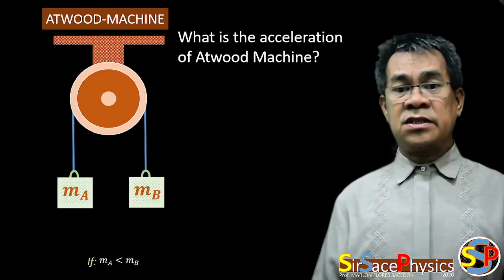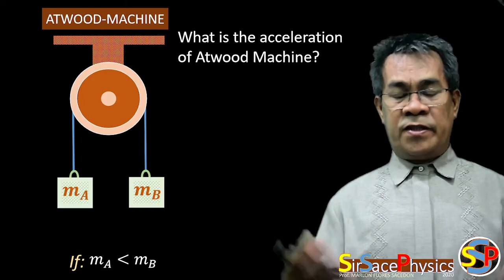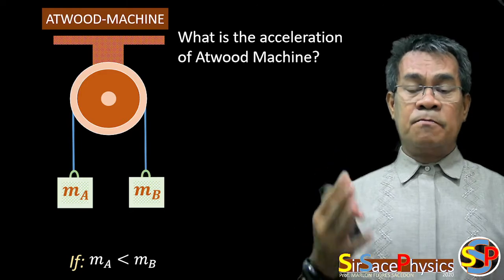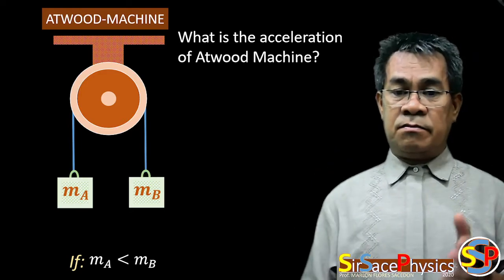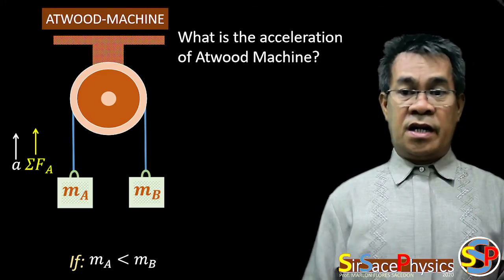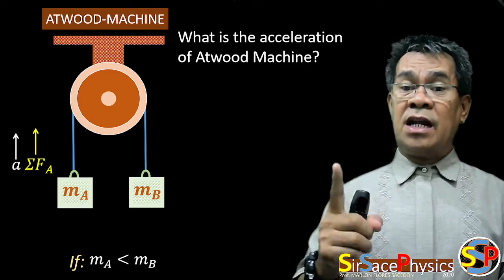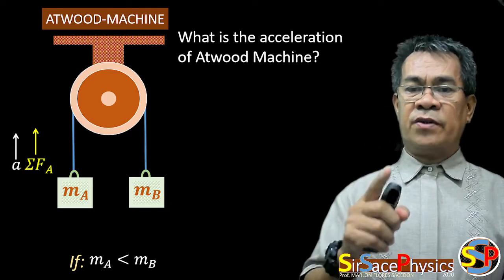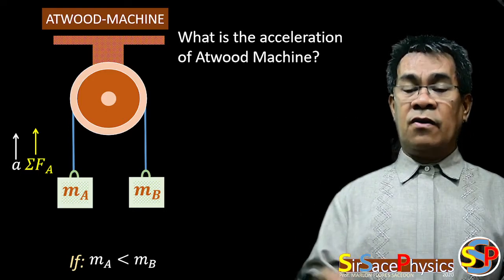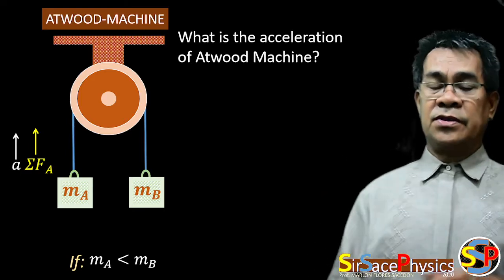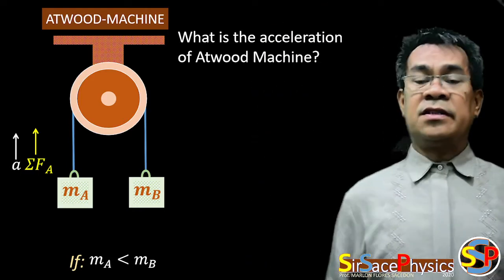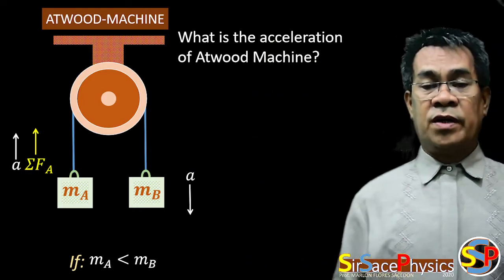To answer this, first assume that mass A is less than B, or vice versa. Take note that if A is less than B, then A should move upward while B moves downward. And A, while moving upward, has an unbalanced force, which we call the summation of forces on A. The summation of forces means it is the net external force of A, or the resultant of A, or the unbalanced force of A. The terms are the same. Hence, A moves upward, then B should move downward.